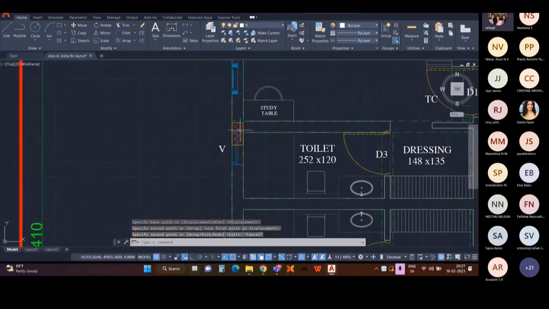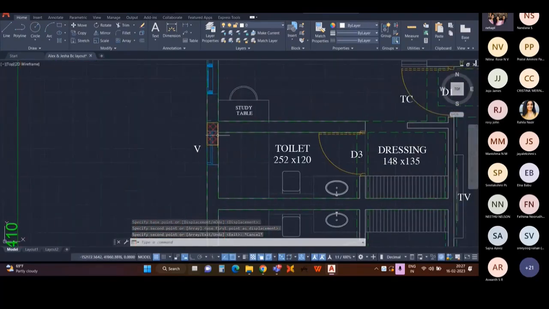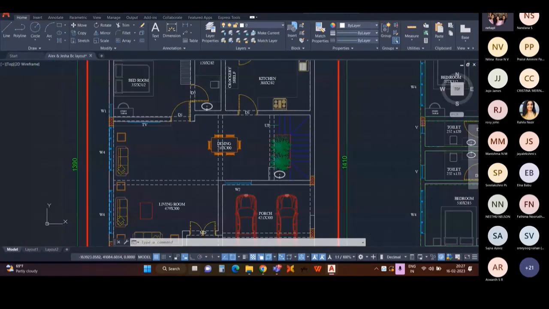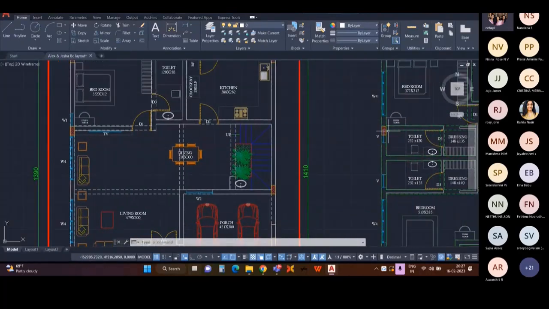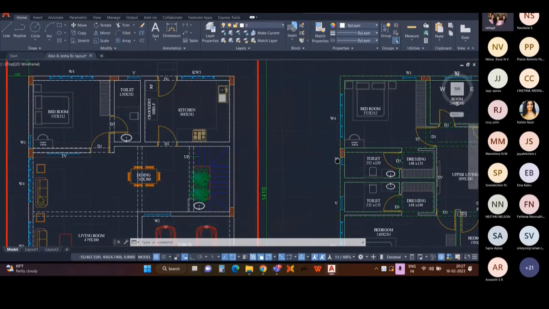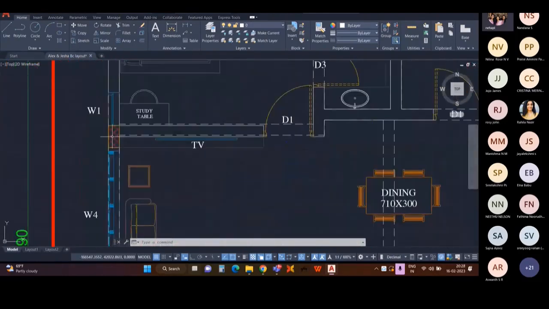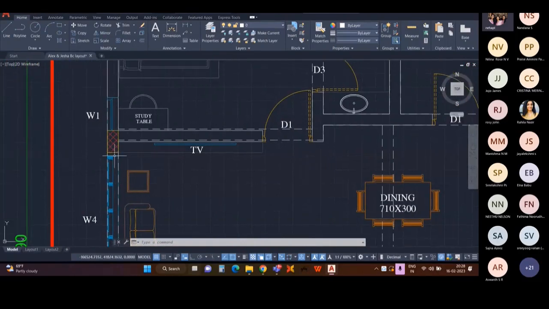When we look into the first floor plan, this column is passing through this ventilation. So we cannot provide it here, because in the ground floor this was okay. This was at the wall side. The column was at the wall side, but when it came to the first floor, it passed through the ventilation, which is not okay.